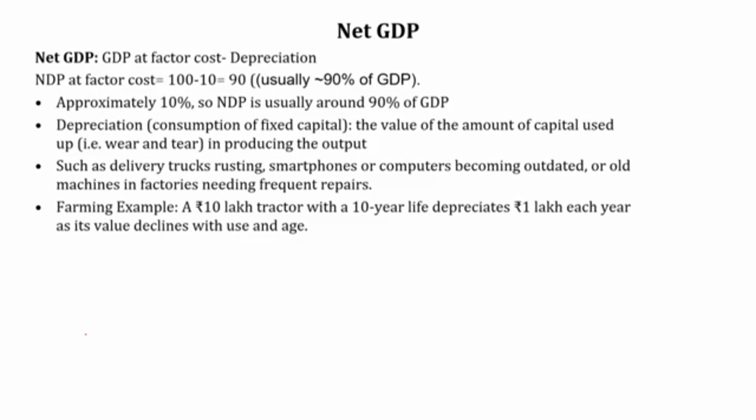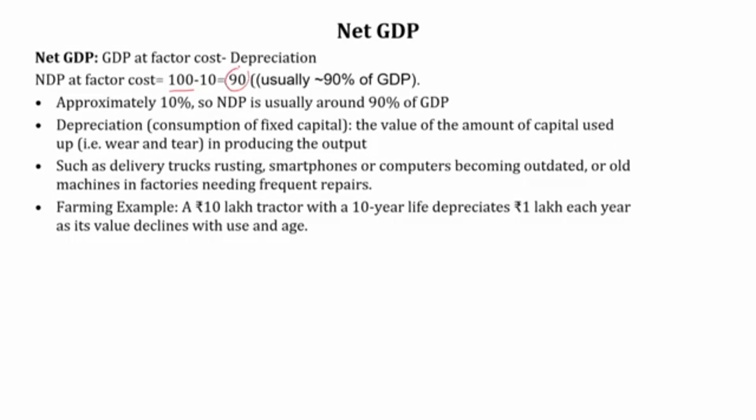Most often we also report net GDP. We also call it NDP, net GDP or NDP. So net GDP means GDP at factor cost minus depreciation. Depreciation means there will be wear and tear of fixed capital that we need to account for in the GDP calculation. So NDP at factor cost, let us take an example here. For example, 100 is the GDP at factor cost and depreciation is, for example, 10. Then what we get is the NDP is 90.